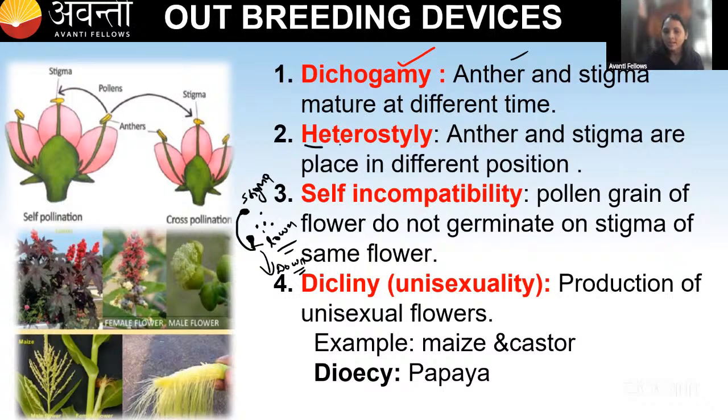In that case also, self-pollination is not going to happen. That is called heterostyle. Heterostyle means the anther and stigma are placed in different positions to avoid self-pollination. Did you understand this? To avoid self-pollination, the anther and stigma are placed in different positions in different flowers. Okay, fine.